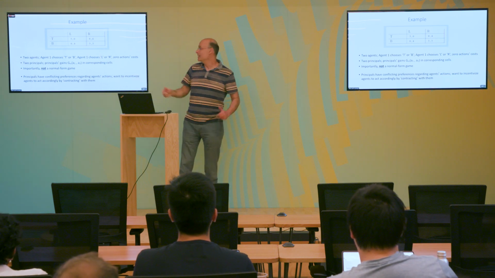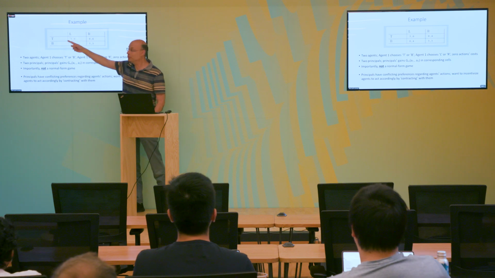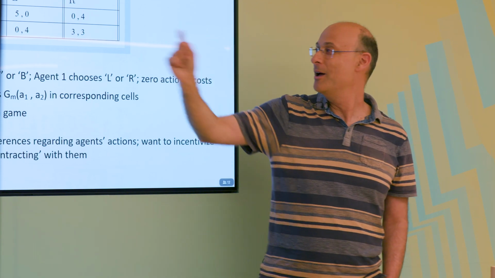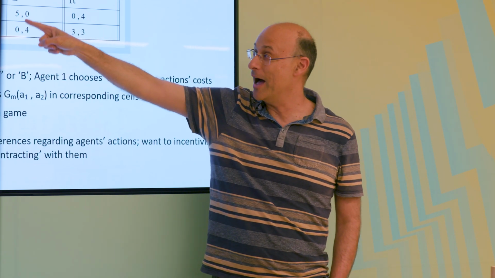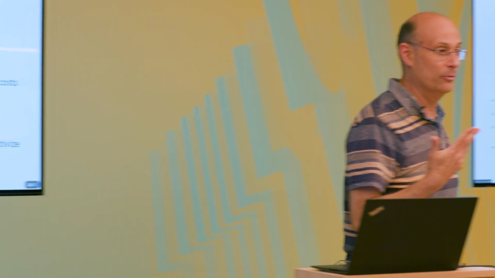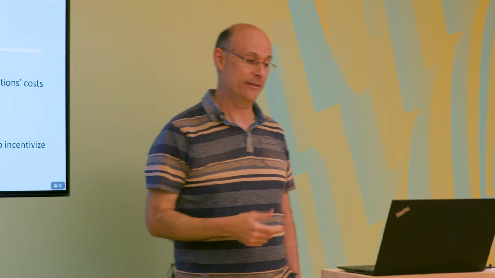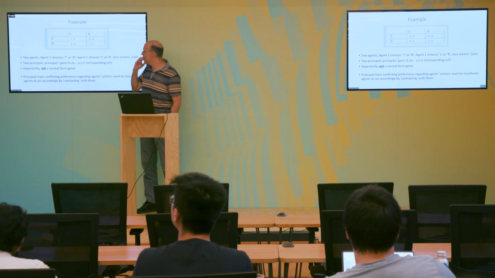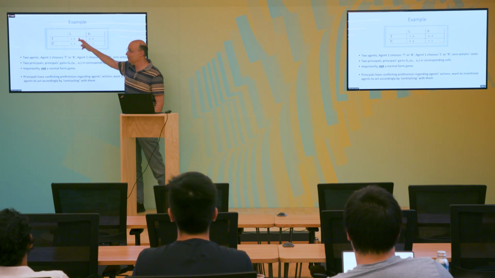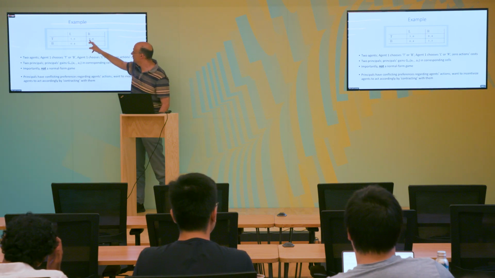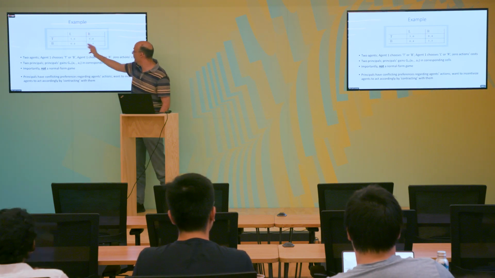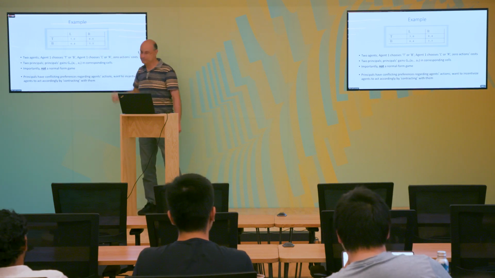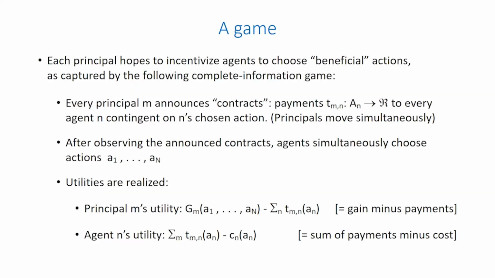These are the principals. So if agent 1 takes T and agent 2 takes L, then there are two principals. One of the principals, principal 1, will gain 5, and the other principal will gain 0. And so on. So we have 4 possibilities because that's the example. You should also notice that principals have conflicting preferences regarding the agents' actions. So principal 1 prefers TL, principal 2 prefers either BL or TR, and so on. So we have a game here.